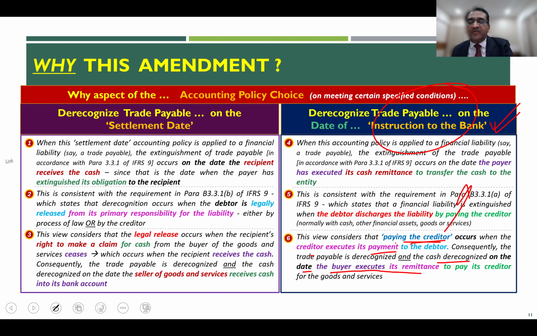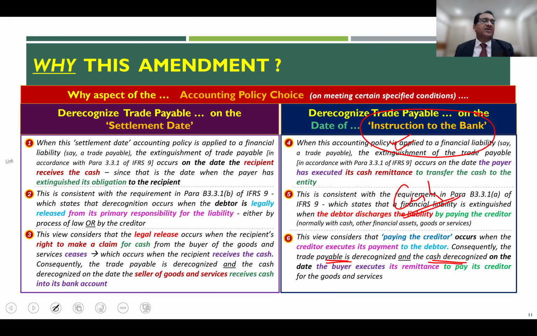The reason is very obvious, because as we have seen, one of the conditions for this accounting policy choice was that the cash has gone out of the door, and there is no way that this cash can be used by the initiator, the Indian company. Therefore, cash is also derecognized, and the liability is also derecognized on the day the payment instruction goes to the bank, the Indian bank. So this is what the logic is.